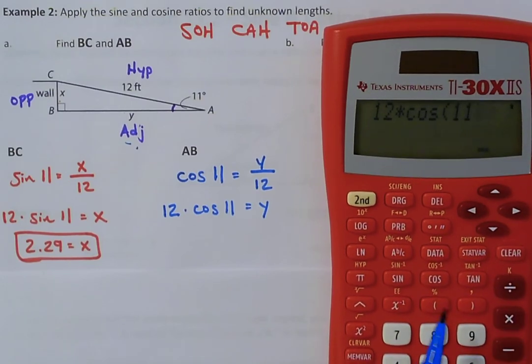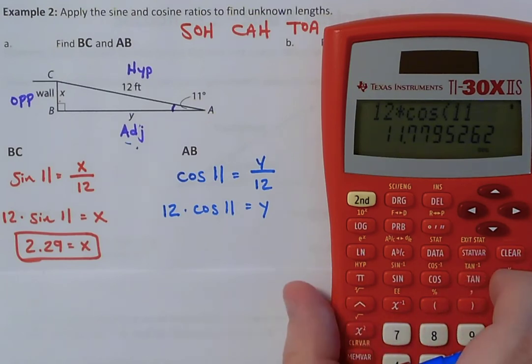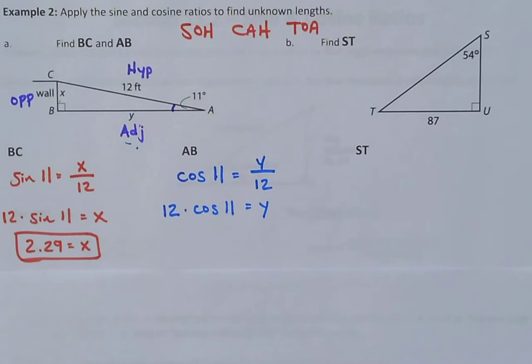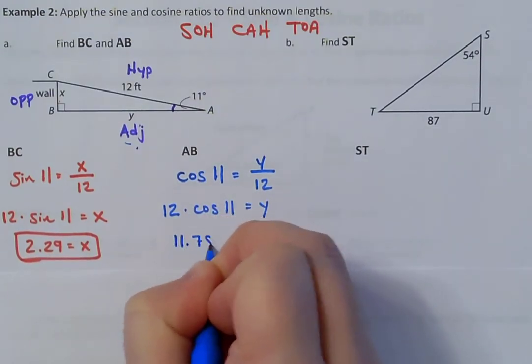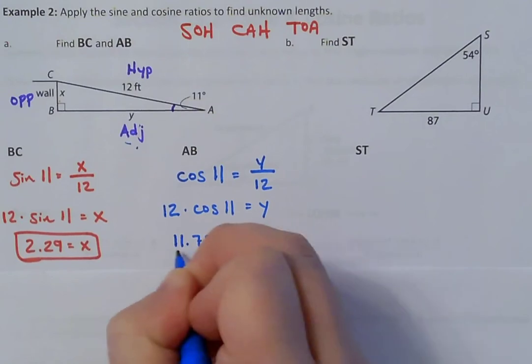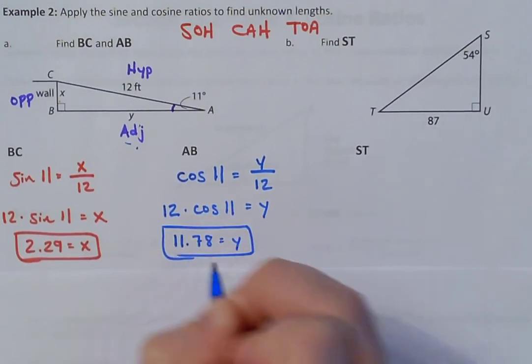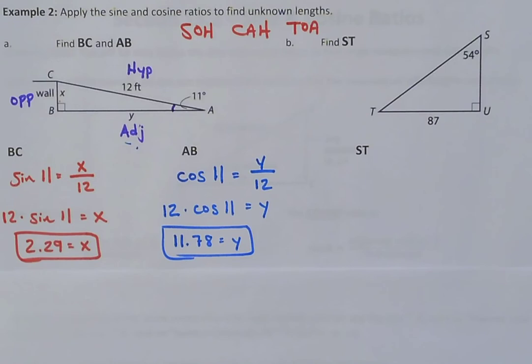So we're going to use cosine instead of sine or tangent. And when we do that, we get 11.779. So we're going to round this to 11.78. And that is our answer for the length of AB. And that's how you do part A.